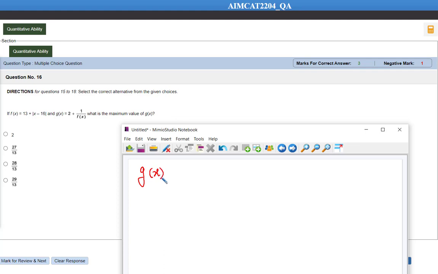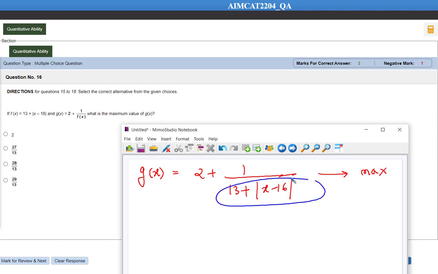Okay, so the value of g of x is how much? 2 plus 1 upon f of x. f of x is how much? 13 plus mod of x minus 16. Okay, so we want this expression to be maximum. For this expression to be maximum, this denominator has to be minimum. So the minimum value this denominator can take is 13 plus 0, at x is equal to 16. Okay everyone, we want the denominator to be minimum so that the whole value will become maximum.